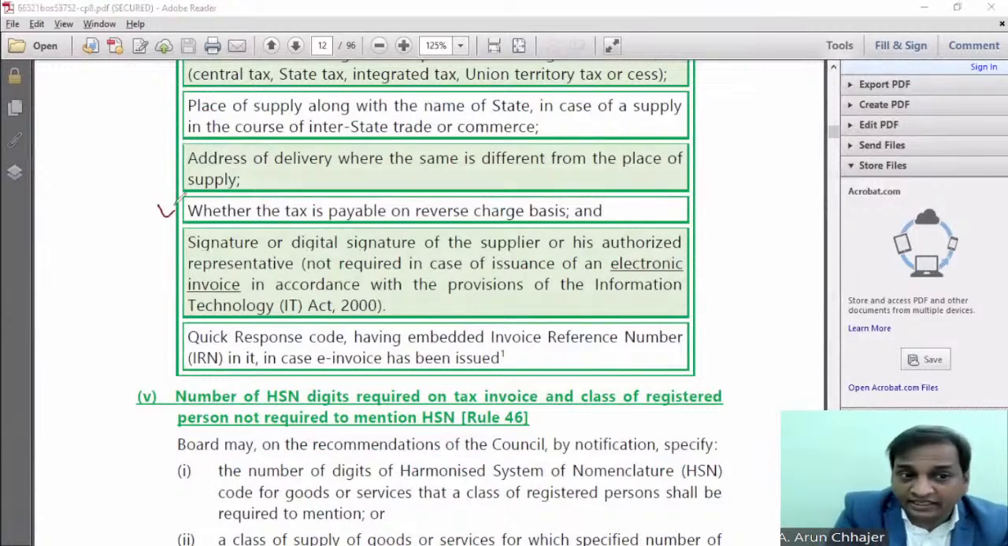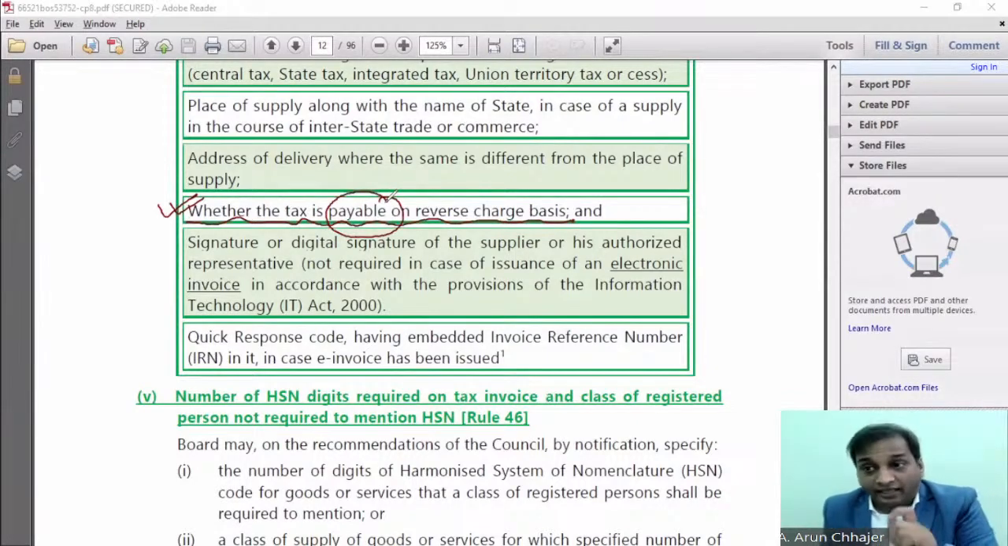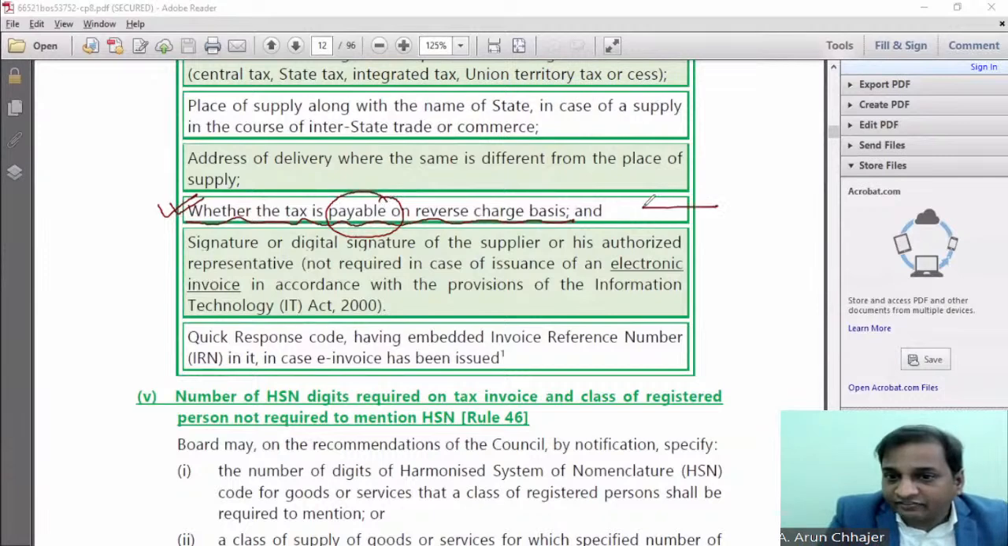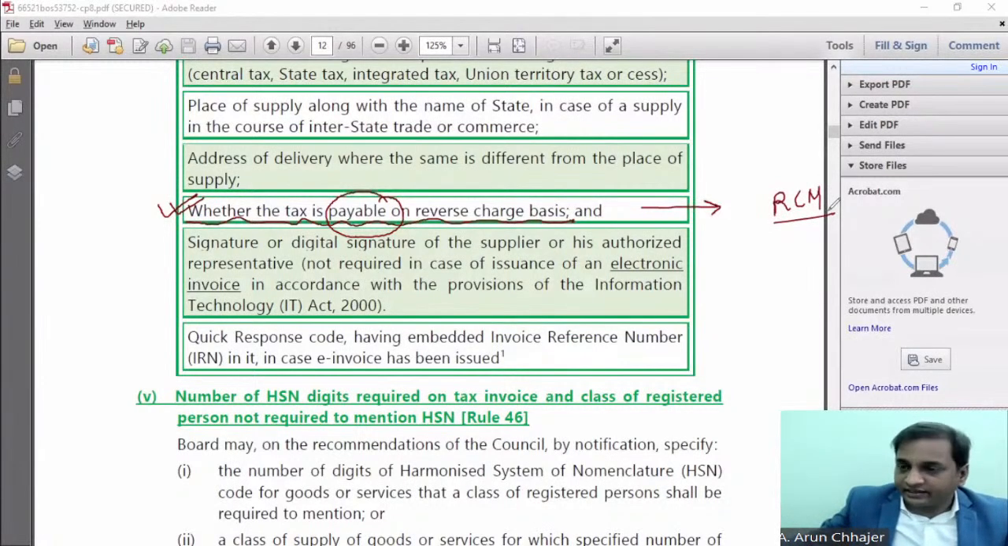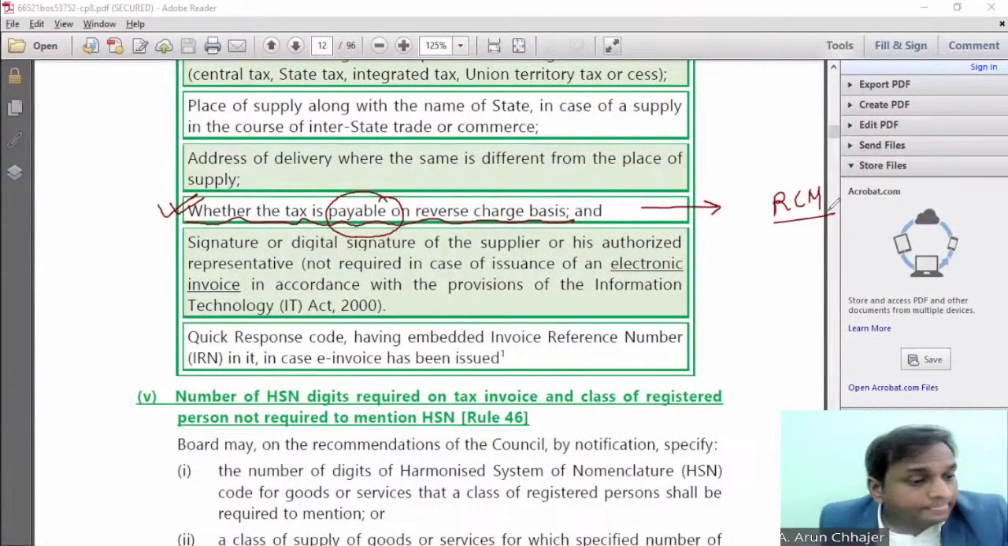when we discuss the content of the tax invoice, one of the contents is whether tax is payable on reverse charge. In this case, when the advocate issues the tax invoice, he will not pay the tax, he will state the fact that tax will be payable under RCM basis. There would be a yes, no option, or he can declare in a statement, whatever he wants, but he has to declare the fact that tax will be paid by the recipient under reverse charge. I hope both points are clear.